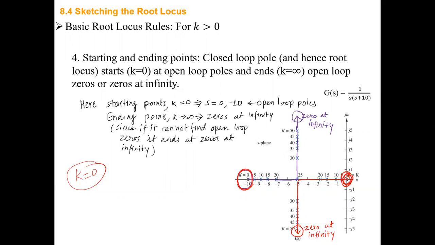So with k equals 0, it starts at negative 10 and at 0. Branch 1 starts here, and branch 2 starts here. This is branch 1, this is branch 2. They always start at the pole, not the zero. Remember, you have poles and zeros, right? They always start at a pole and they always end at a zero. That's what I'm trying to say.